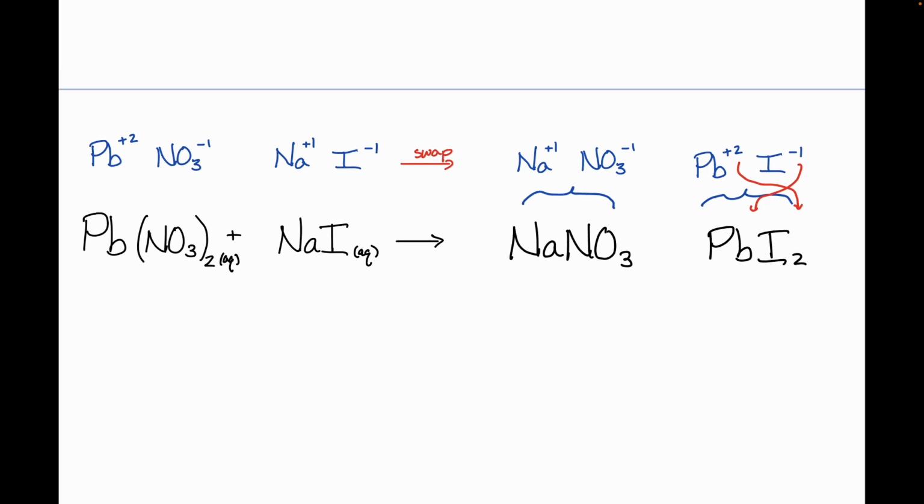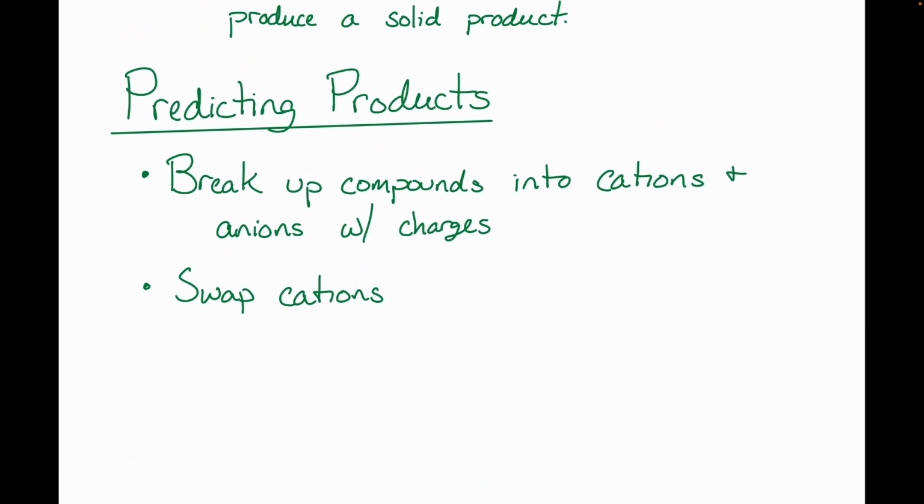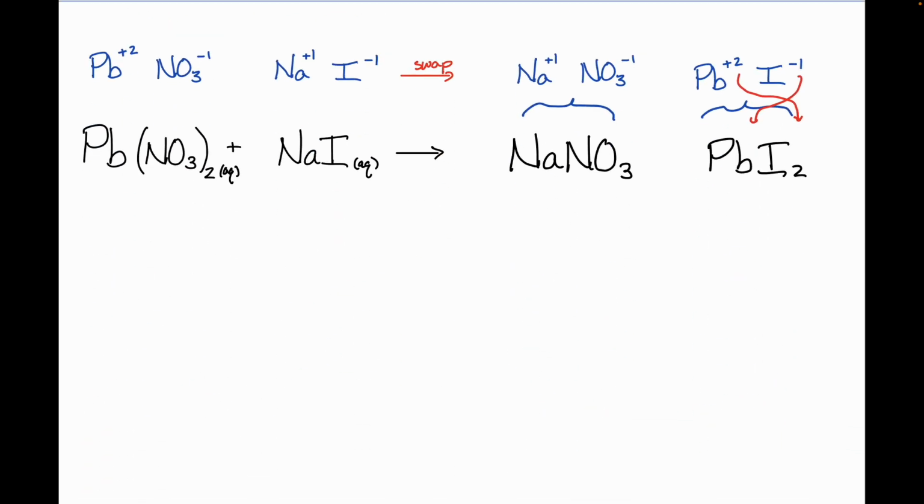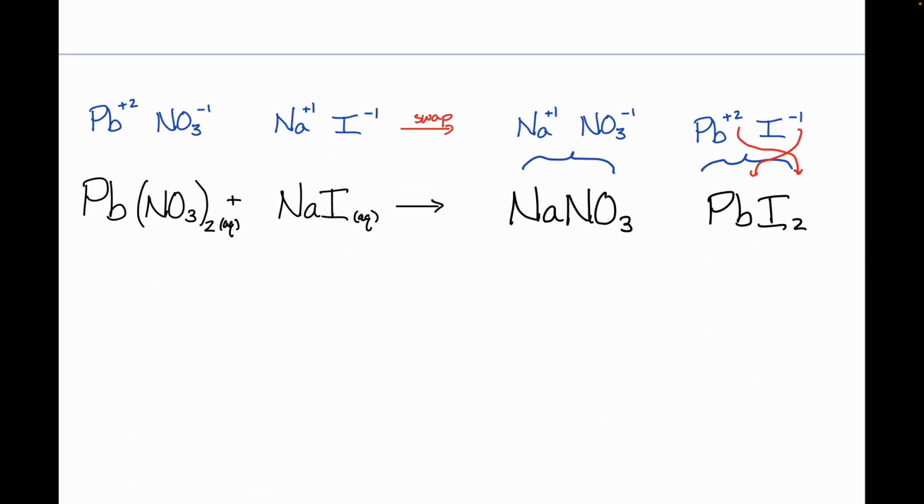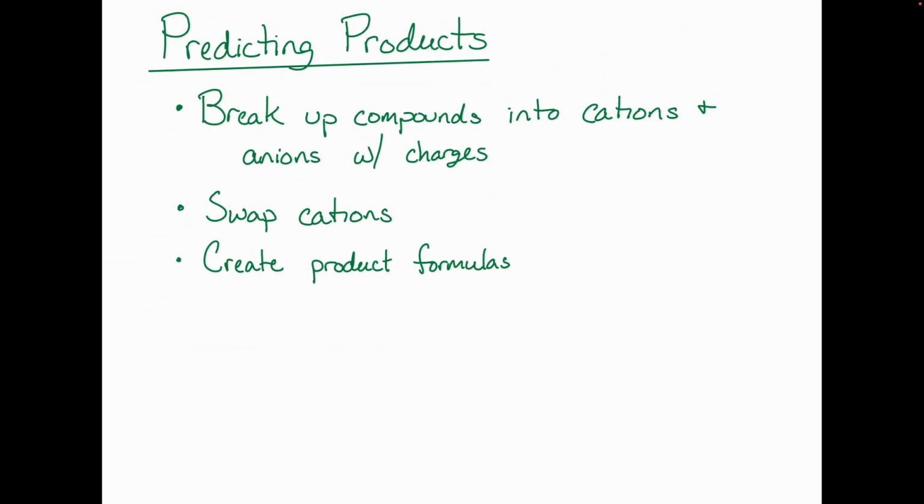All right, so we're going to swap our cations. Once we swap our cations, we can create our product formulas. All right, and honestly, that's the hard part. If we get that part, we're sort of good to go from here, but we're not quite done. What is this chemical equation missing? States of matter on those products. What else am I going to need to do to finish this off? To balance it, all right? So what we're going to do first are the states of matter.